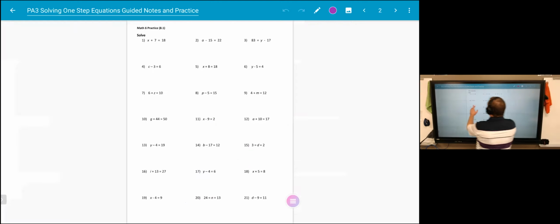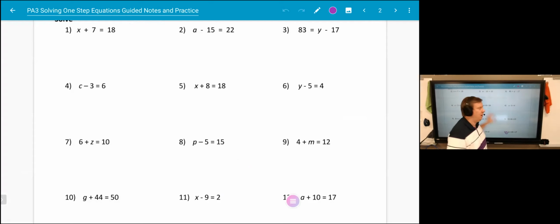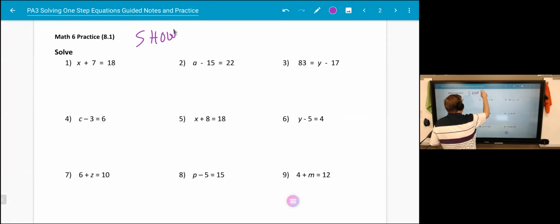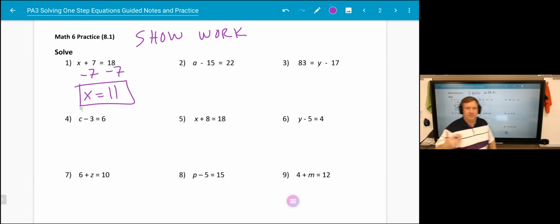That's the quick one. The addition and subtraction in one-step equations is the quick one. Do these and show your work. Even check some of them. Show that you subtract 7 from both sides and you get x equals 11. You can do this.